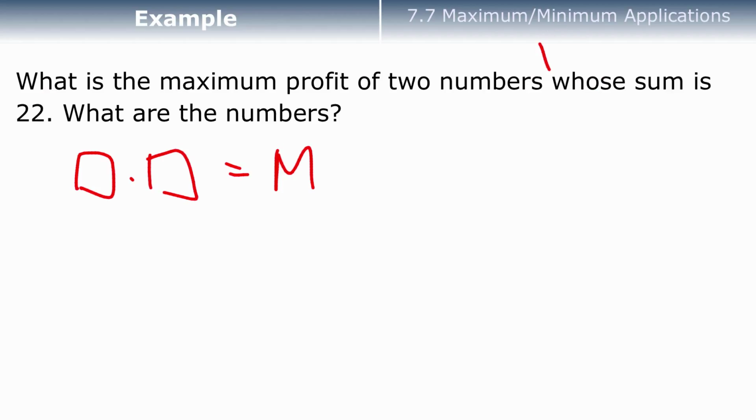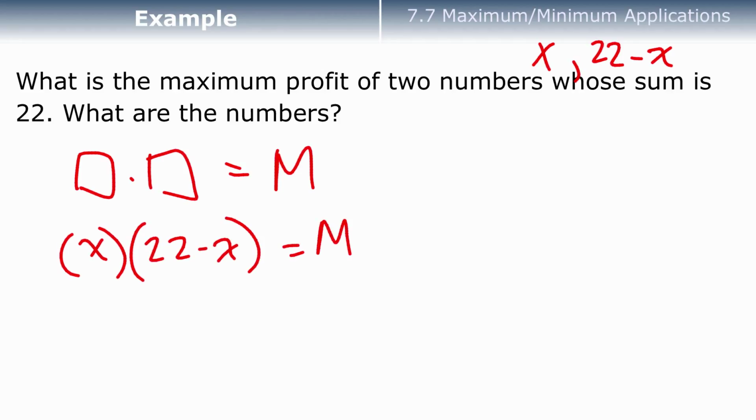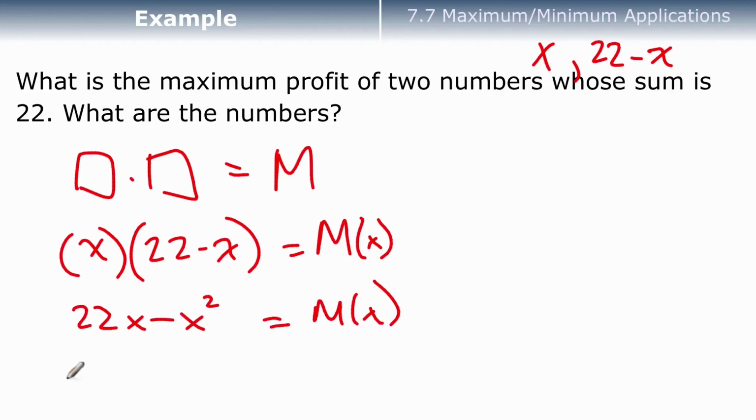So let's call one of the numbers x. Then the other number has to be whatever the difference between 22 and x is. So the other number's got to be 22 minus x. So my first number is x times my other number, 22 minus x. That's going to be my maximum profit. Let's put a function to it, so maximum profit. Multiplying through, I get 22x minus x squared. Do you see the same game happening? Minus x squared will go up front, plus 22x equals that m of x.